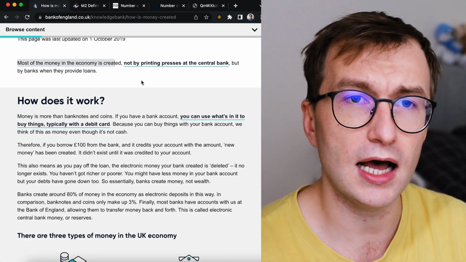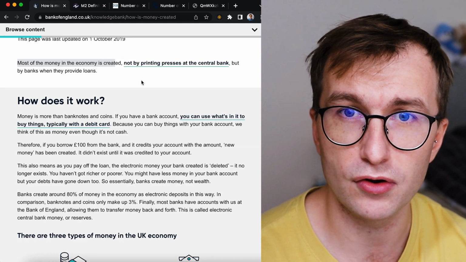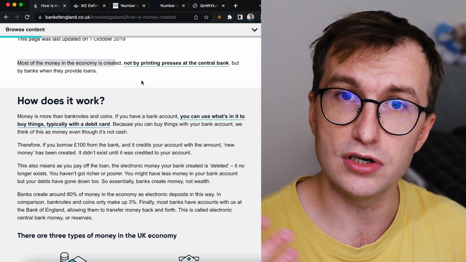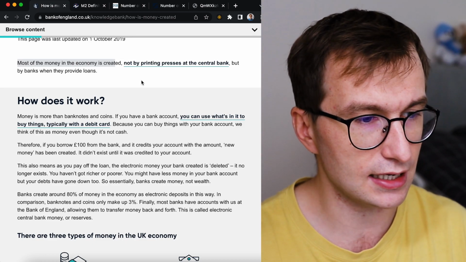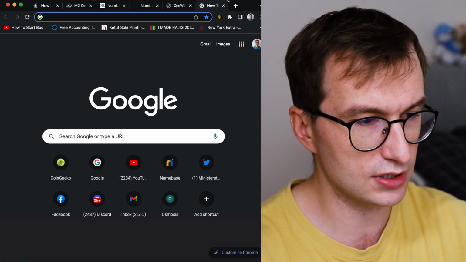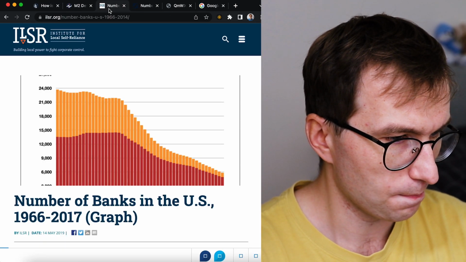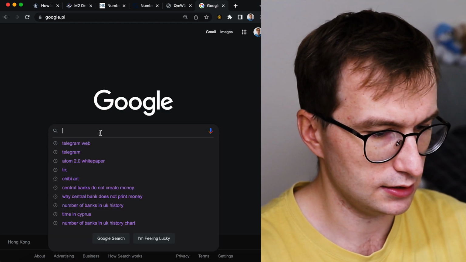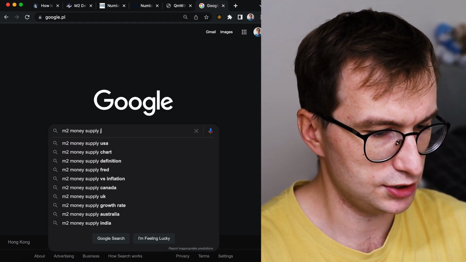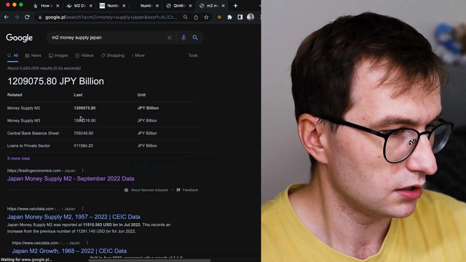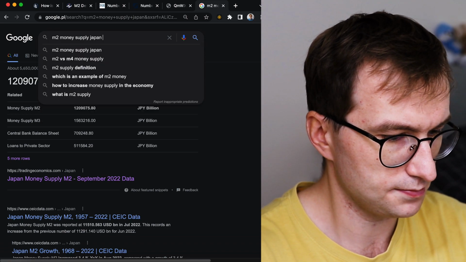Another thing: does the creation of money lower the value of money? So there is actually no proof of that, and you can see that. Let's go to Google, right? Let's see the M2 money supply Japan. So let's look at the historical, okay?